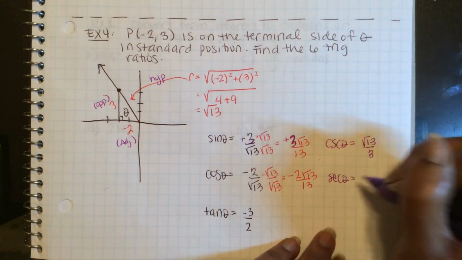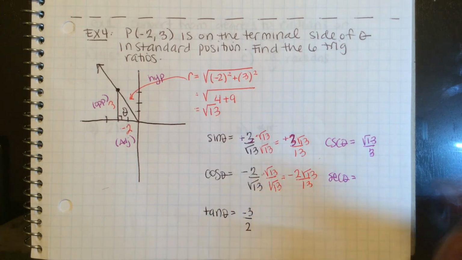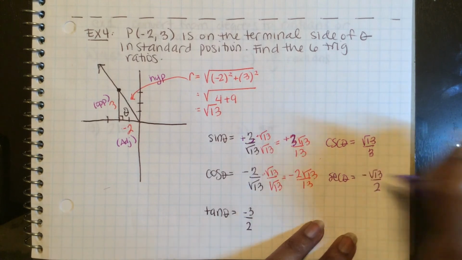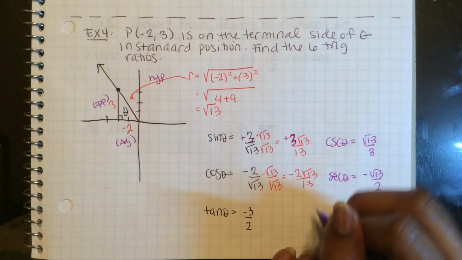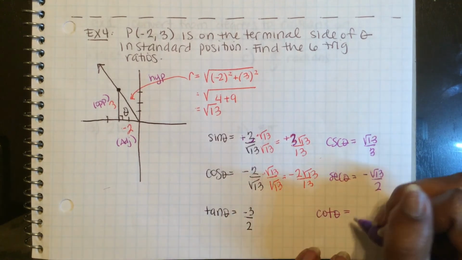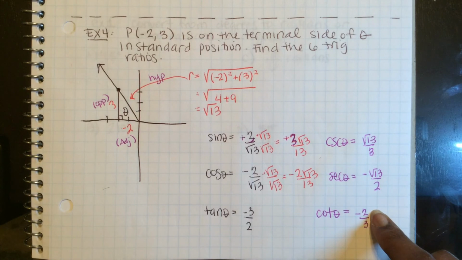Secant theta is the reciprocal of cosine. Once again, I want my denominator to be a whole number. Square root 13 over 2. Remember, keep your numerator negative. And then cotangent theta is the reciprocal of tangent, -2 over 3. Remember, we keep our numerators negative.